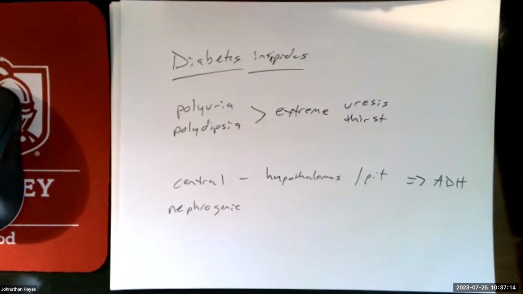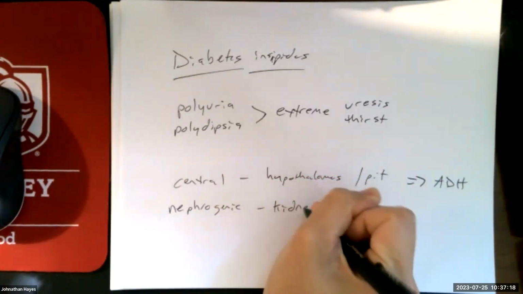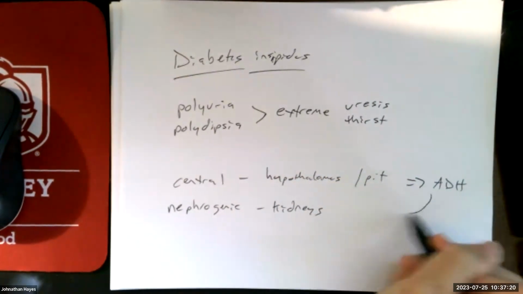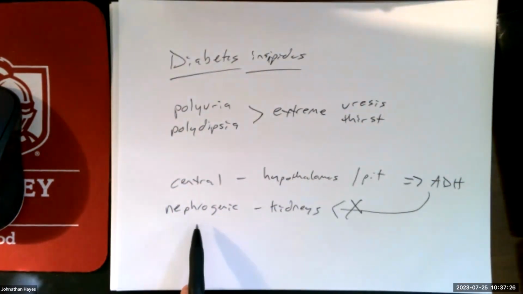And if it's nephrogenic, that implies there's something wrong with the kidneys. Basically, the kidneys are no longer responding to ADH. So that's what it would mean if it was nephrogenic. Yeah. Or I guess if they're using the word central, they could say peripheral, right? I'm not familiar with that term, but it certainly could be. Different books will just call it different things.